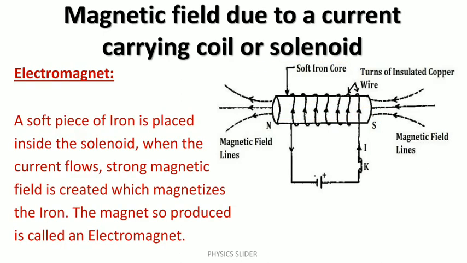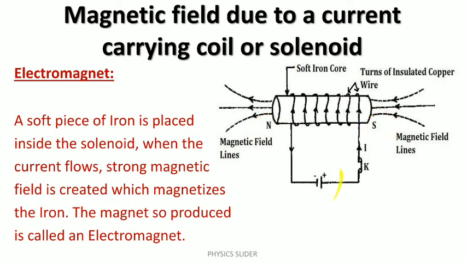Alright, so we can say that a soft piece of iron is placed inside the solenoid. When the current flows, a strong magnetic field is created which magnetizes the iron. The magnet so produced is called an electromagnet. So this magnet which is produced with the help of the solenoid is called an electromagnet. And the supply of the current is defining the direction of the magnetic field lines. Watch here. Here the north pole is and the south pole is here.